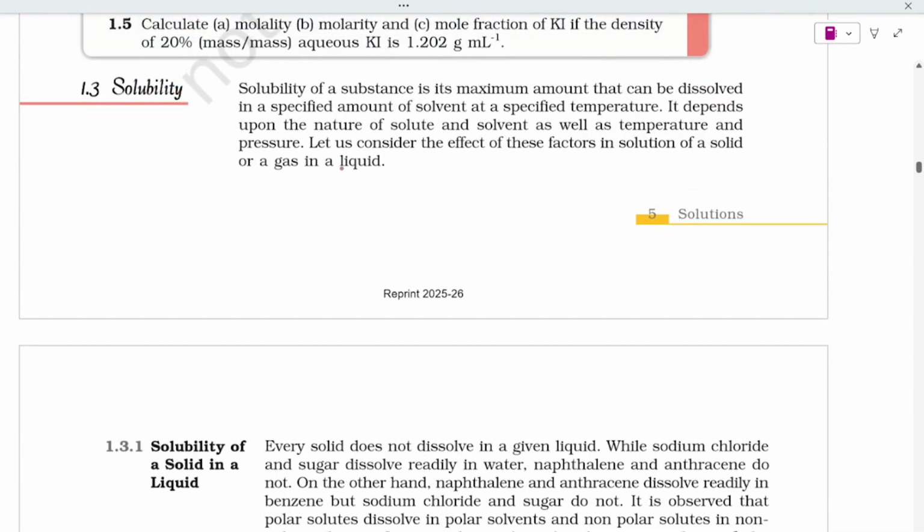Now let's discuss the next concept of this chapter, that is solubility. Solubility of a substance is its maximum amount that can be dissolved in a specific amount of solvent at a specified temperature. I hope you got this definition. That is nothing but how much of the solute will be dissolving in the particular solvent. It is called solubility, at some specific temperature. This is one of the most important definitions.